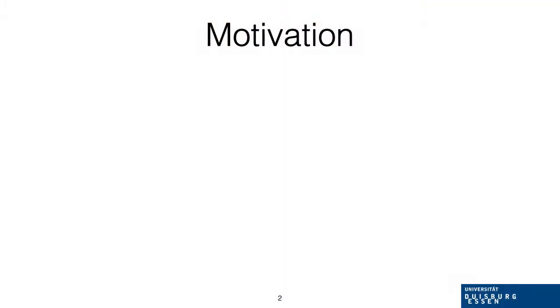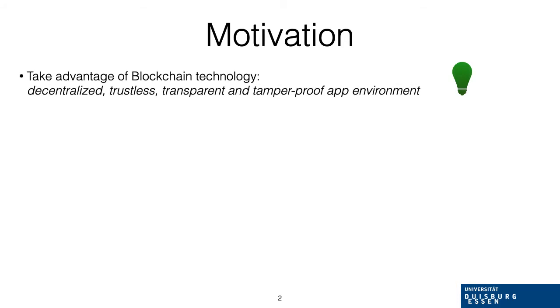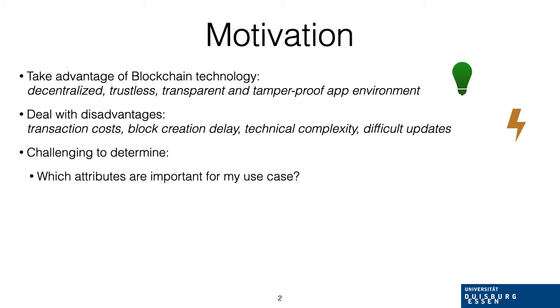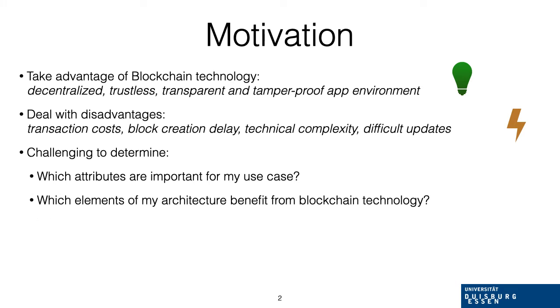So let's start with the motivation. We want to use blockchain technology in our application because we want to take advantage of blockchain technology itself. So we want to use this decentralized, trustless, transparent, and tamper-proof app environment. But we also have to deal with the disadvantages here. We have a transaction cost, we have a delay due to block creation time, there's technical complexity, and updates are also difficult. What also is challenging is to determine which attributes are important for my use case and which elements of my architecture would benefit from using blockchain technology.